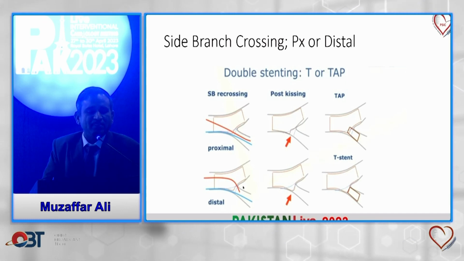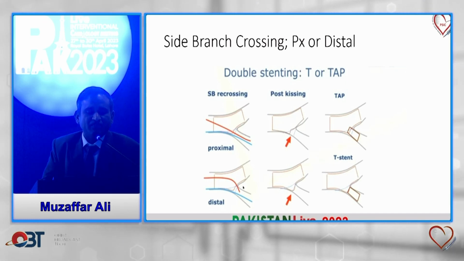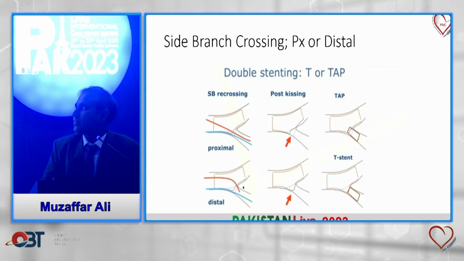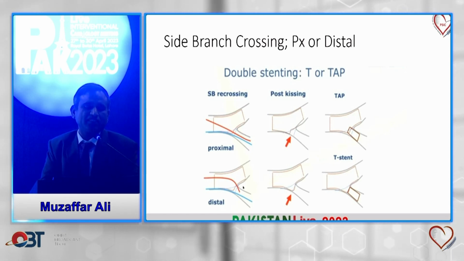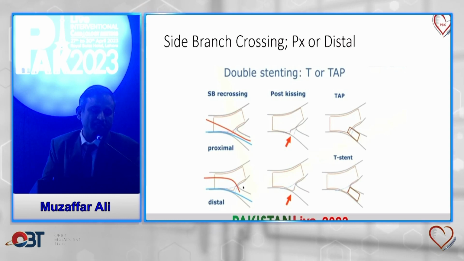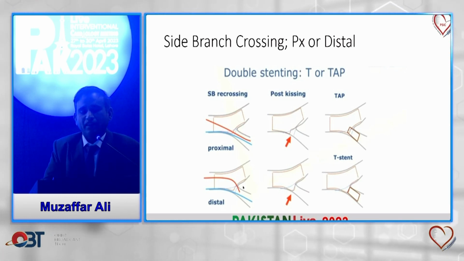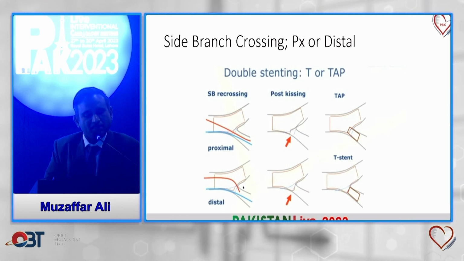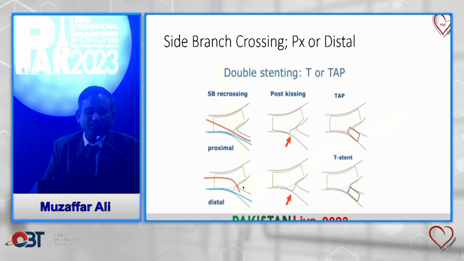So, side branch crossing, a controversy whether to cross proximal or distal. When you are performing a DK crush, it is usually to cross the proximal strut, but in all other techniques, it is better to cross the distal strut to preserve the carina.